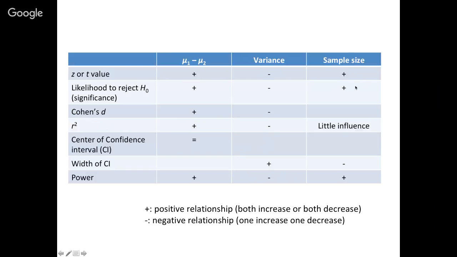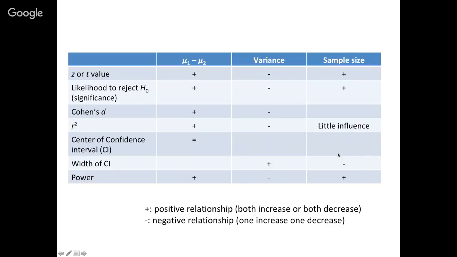The sample size is good for hypothesis testing. A greater sample size will increase the T or Z value, and therefore increase the likelihood of rejecting H0, which means an increased probability of identifying a significant effect. But it does not influence the effect size, Cohen's d, and has little influence on R squared.